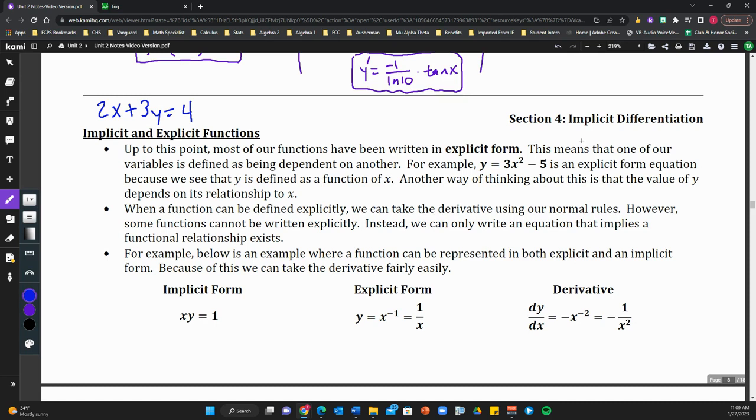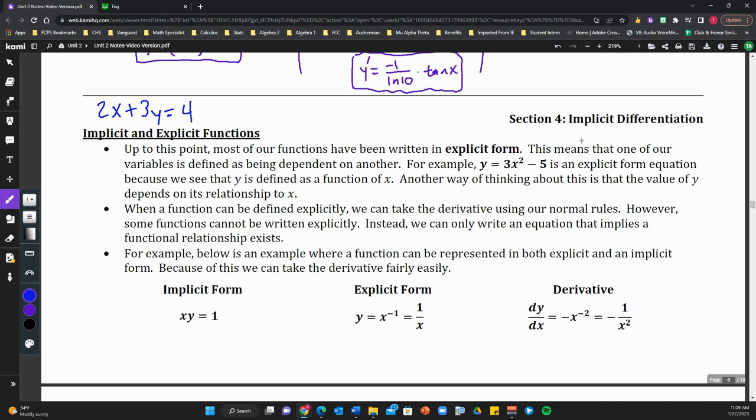Again, when it's in this format, if I want to know the output value, I first have to input something in for x and do the math. Because we isolated y, all of the math is contained on that x side. That's why we say the value of y is dependent upon the value of x. When a function can be defined explicitly, we can take the derivative using all of our normal rules, and that's a very straightforward process. We have all of the different rules we've learned up to this point to pick from.